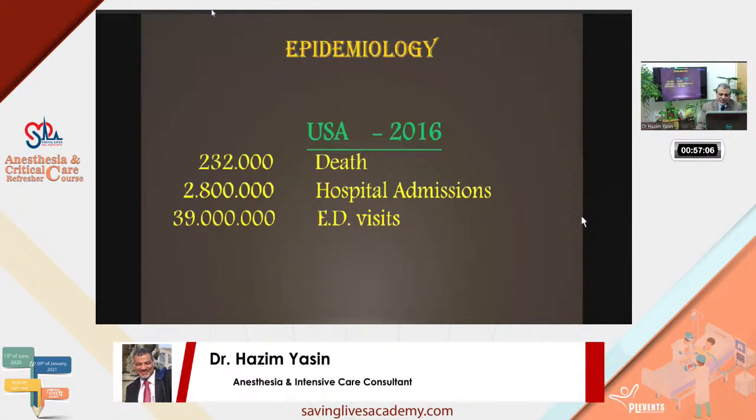For the epidemiology in USA, what do you manage: 232,000 deaths per year for trauma, 2,800,000 hospital admissions for traumatized patients, 39 million ED visits.